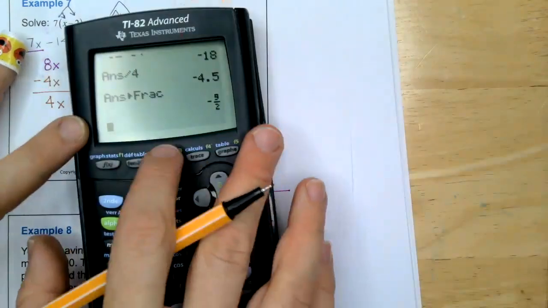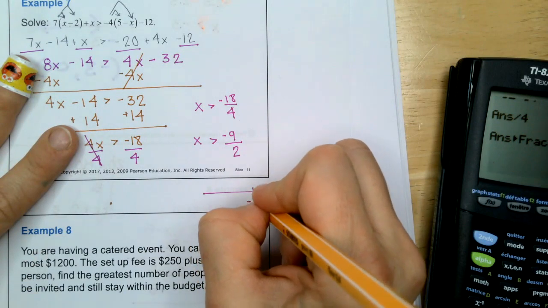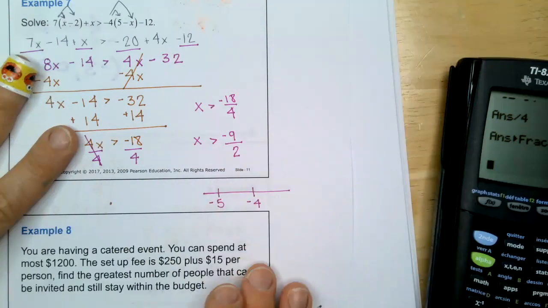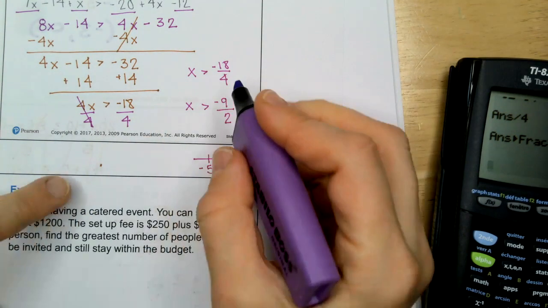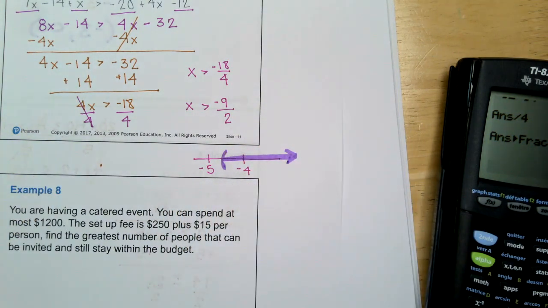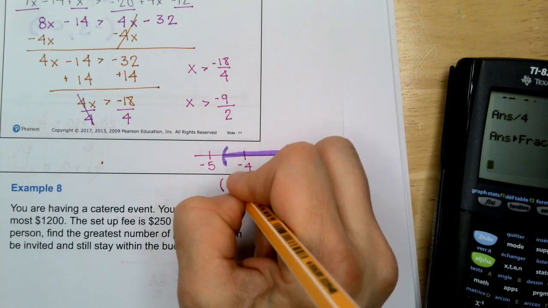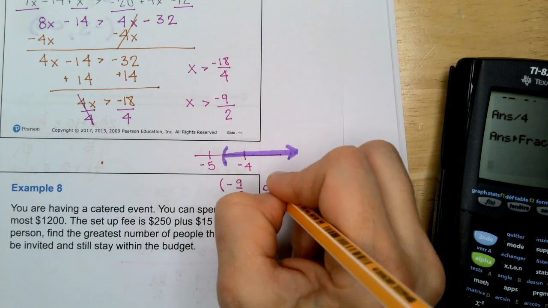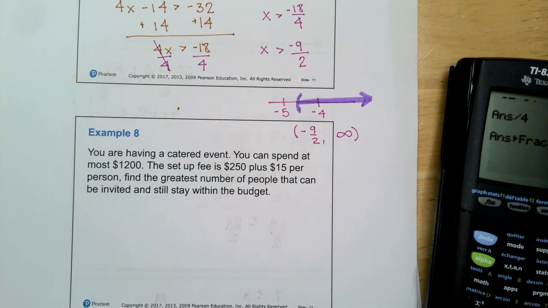We saw in our calculator that negative 9 halves is negative 4.5. So between negative 4 and negative 5, you would graph that x is greater than negative 9 halves. It goes from negative 9 halves to infinity. Good?